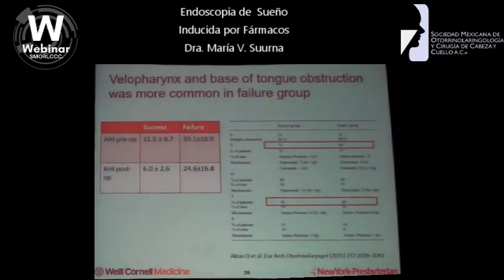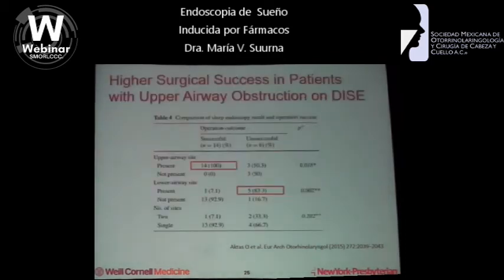Then there's another study that looked at surgical outcomes in association with DISE. Again, they had responders and non-responders, about the same number of patients. They found that the failure group were more likely to have obstruction at the velopharynx, so similar results. They also found that people who responded to surgical treatment were more likely to have palatal obstruction. Having predominantly palatal obstruction was associated with a higher success rate.